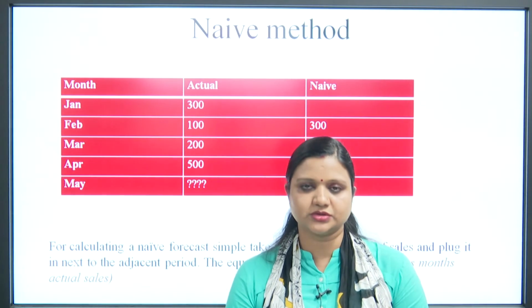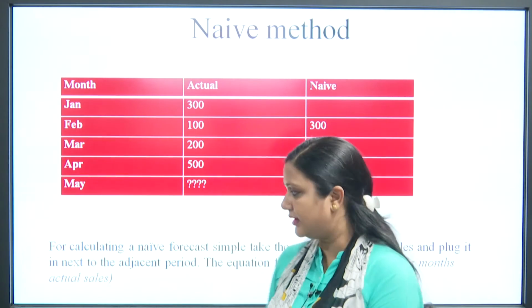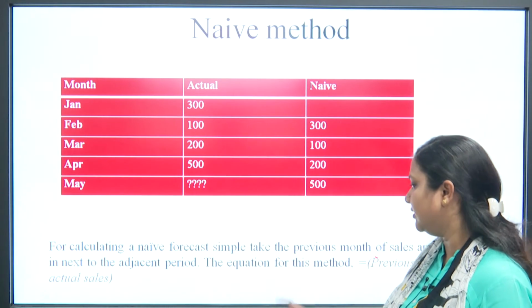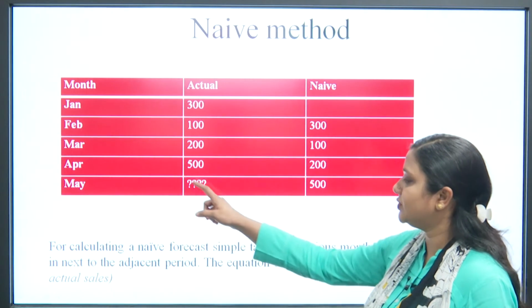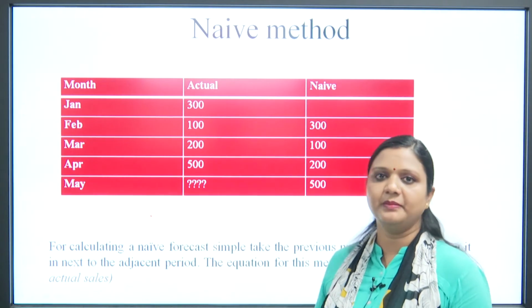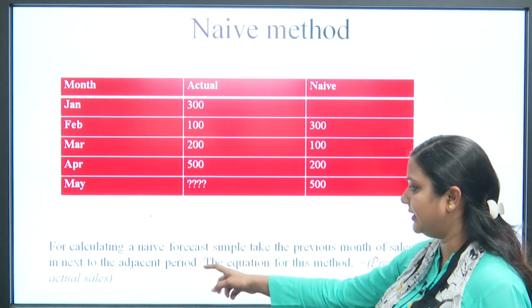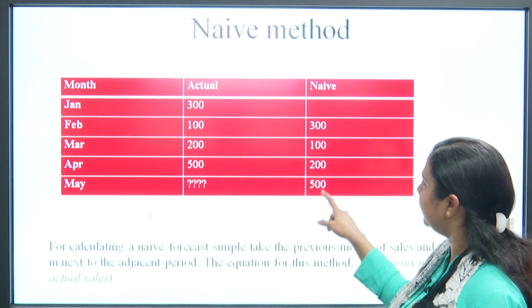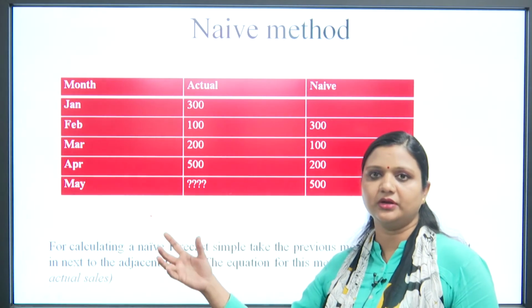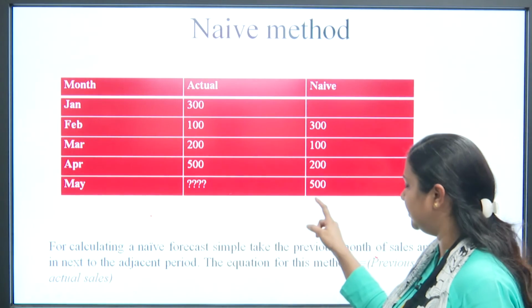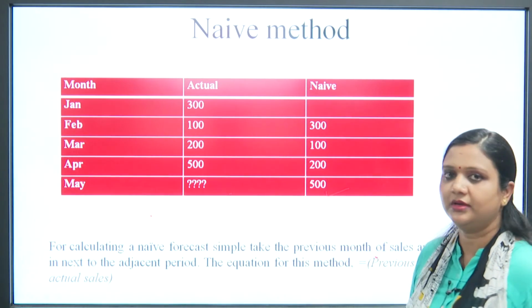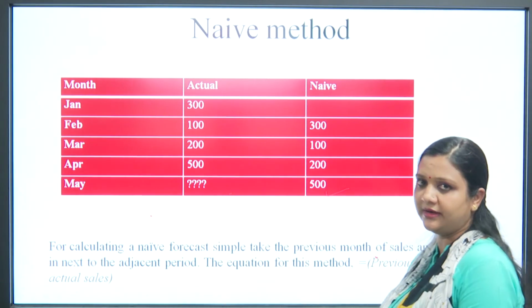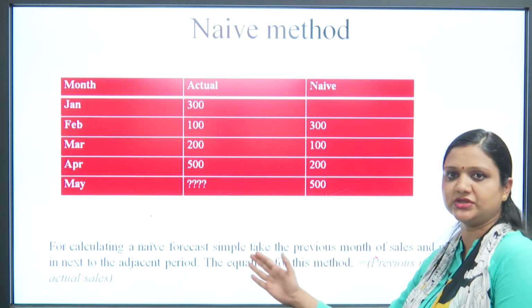The first method used is the naive method. For calculating a naive forecast, simply take the previous month's sales and plug it into the adjacent period. The equation for this method is the previous month's sale. So, if we are going to forecast the sale of May, as written, the April sale is 500. So under the naive method, the forecast for the month of May is 500, the actual sales of the previous month, and for the next month we can use the month adjacent to that particular month.